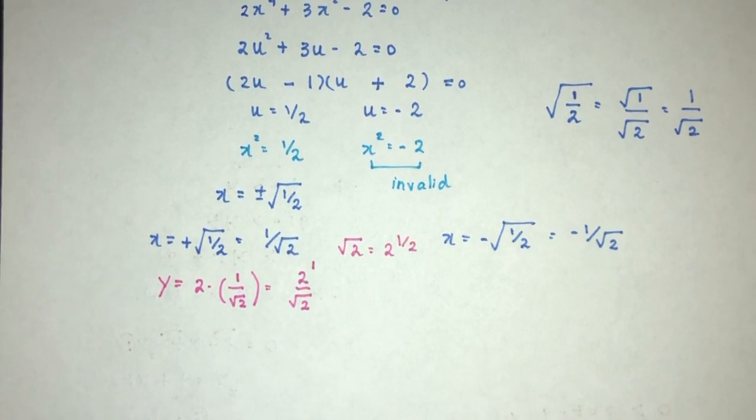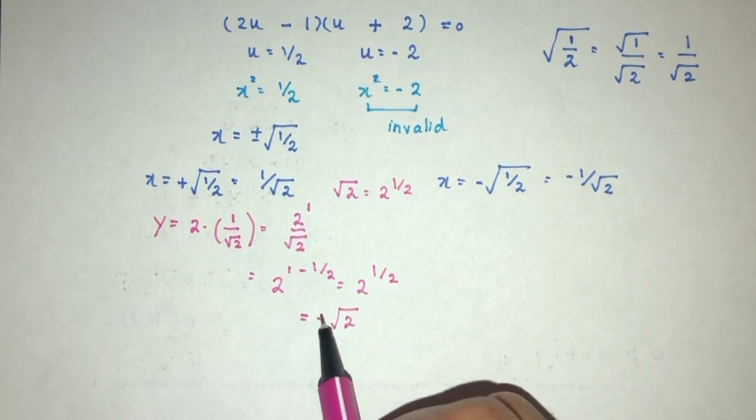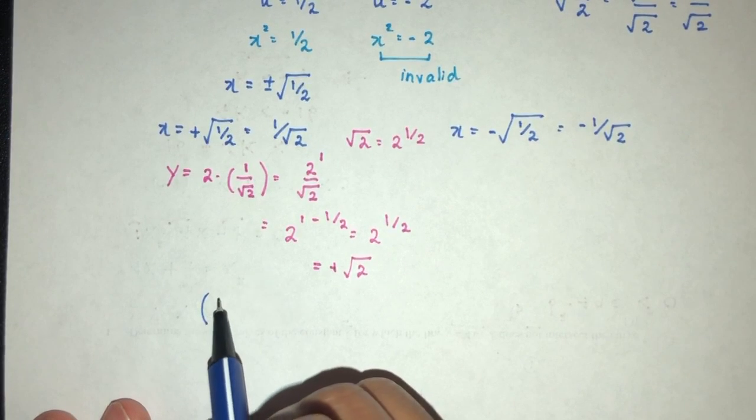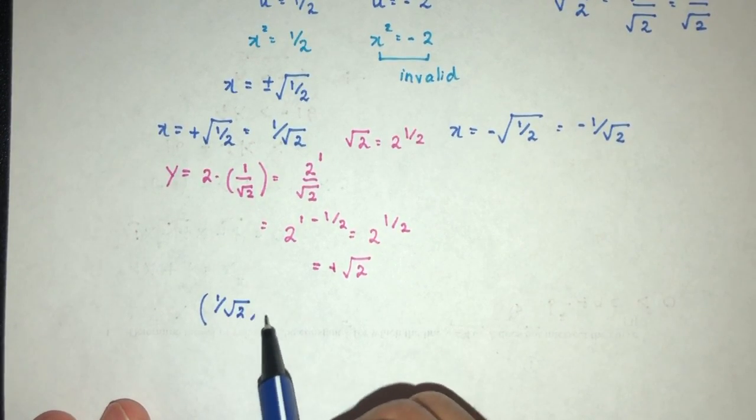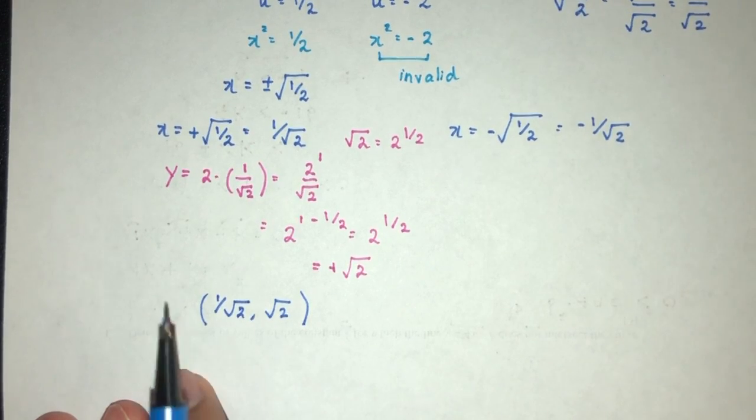2 is simply 2 power 1, right? So that will be 2 power 1, divide becomes minus half. That should be 2 power half. That should be simply root 2. So plus root 2, no minus. So here the point will be 1 over root 2 and then root 2 for the y value. That is for this point.